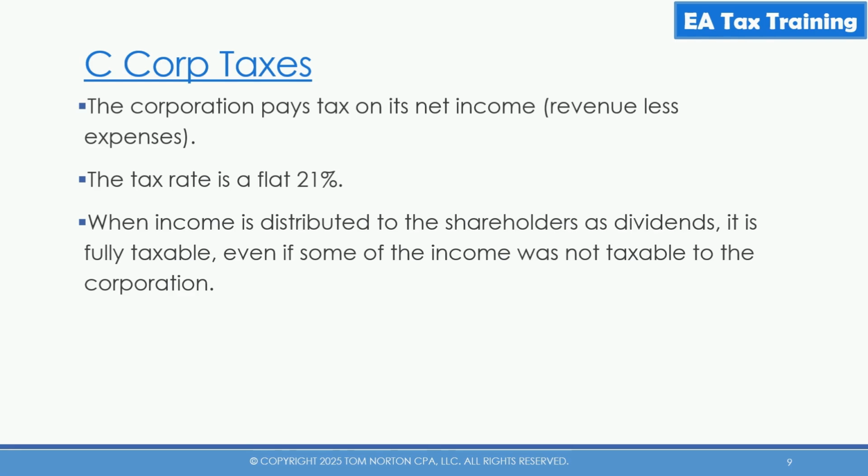And then when the income is distributed to the shareholders as dividends, it is fully taxable even if some of the income was not taxable to the corporation. So, of course, it is possible to have non taxable income, and the corporation will not have to pay their 21% on that. However, once it gets distributed out in the form of dividends, there's no way to distinguish how much of that was taxable versus non taxable. So, it is all just considered taxable, and the shareholders will pay tax on it at their tax rates.